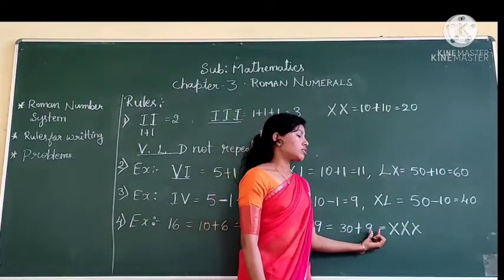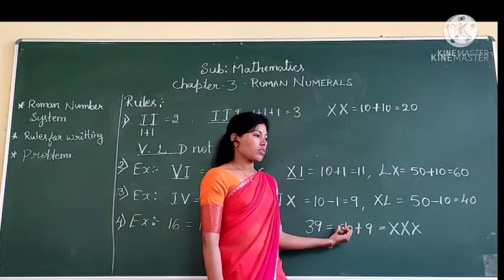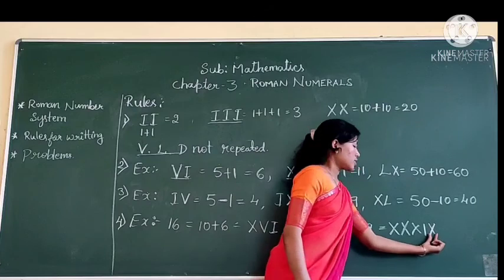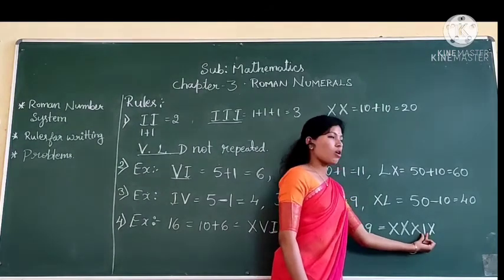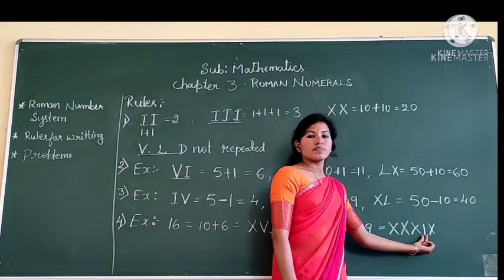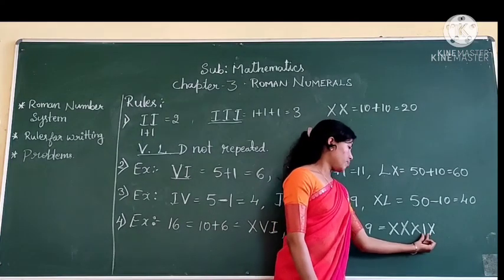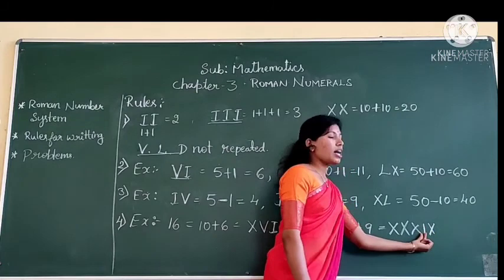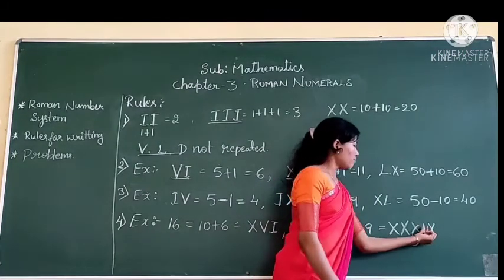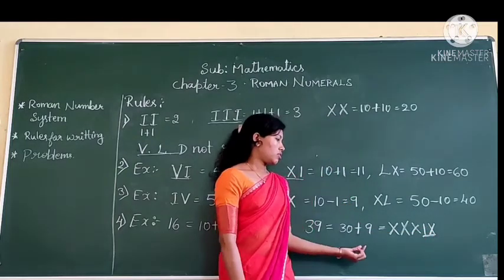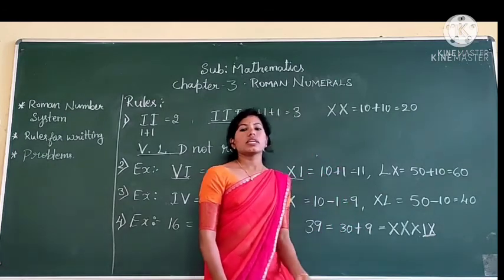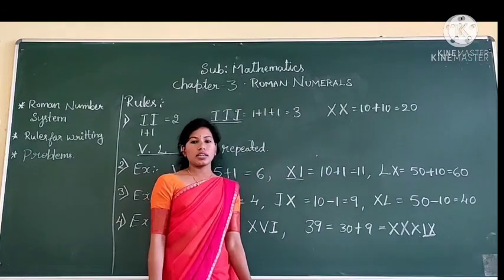For 9, which numeral do we have to write? IX. X is the greater number, I is the smaller number. So we place this I before the greater number. So we have to subtract 10 minus 1, 9. So 10 plus 10 plus 10 plus 9, that is 39.